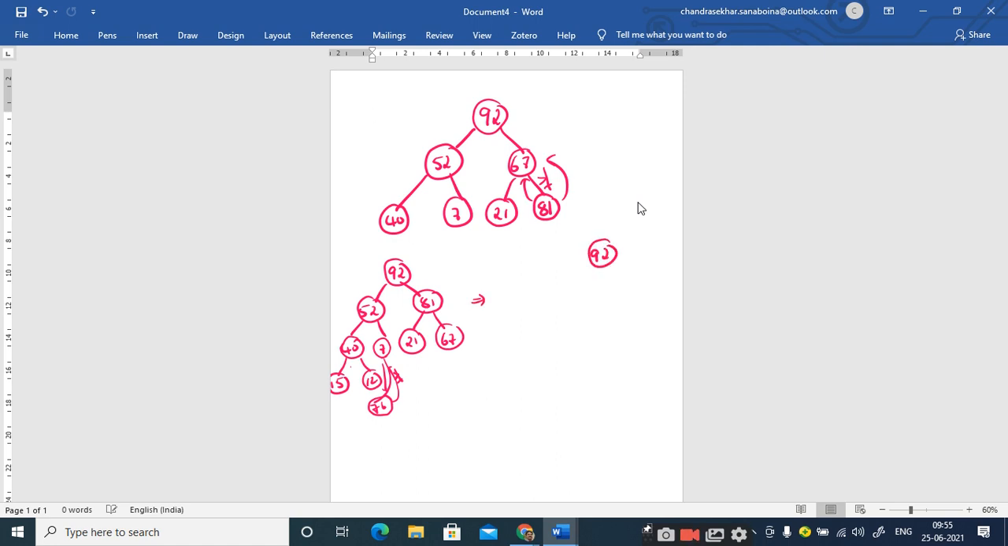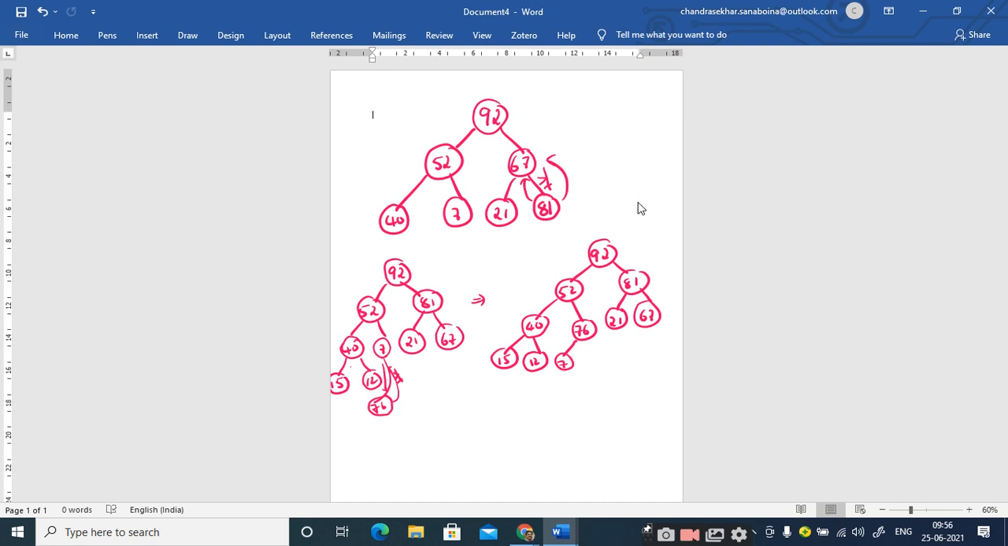It is 92 and it is 52, and the right child of 92 is 81, the left child of 81 is 21, the right child of 81 is 67, and the left child of 52 is 40. What about the right child of 52? It is 76. And the left child of 40 is 15, and the right child of 40 is 12, and the left child of 76 is 7.